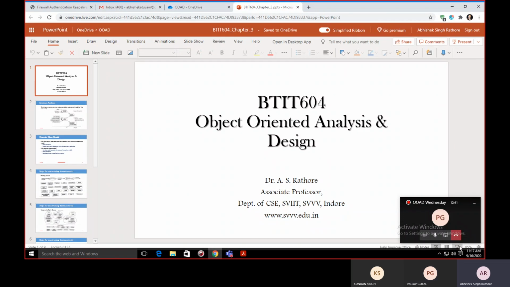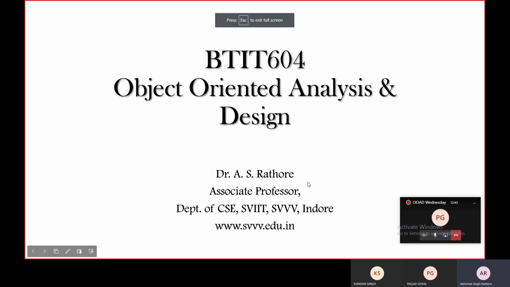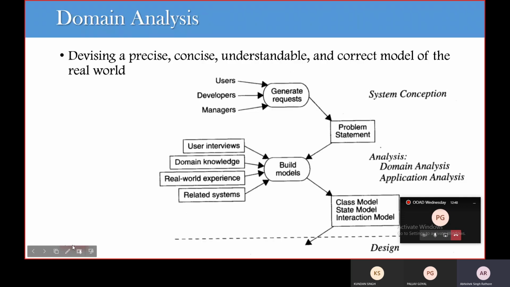So we'll start this domain analysis. This is our third unit. In this third unit, we'll start with our domain analysis. So what is this domain analysis? Usually this domain analysis is the next stage of our development, and it is concerned with devising a precise, concise, understandable, and correct model for mapping the real world.